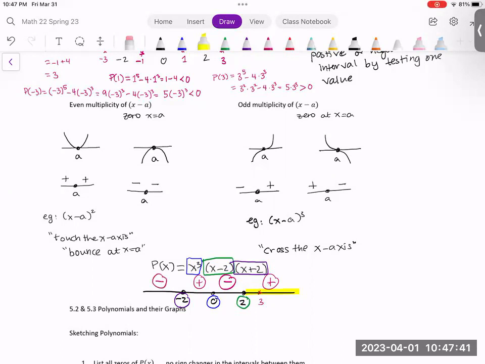Okay. And so what this lets us do is fill out our sign chart with minimal calculations. And often people are just a little bit more accurate when they fill things out in this way.